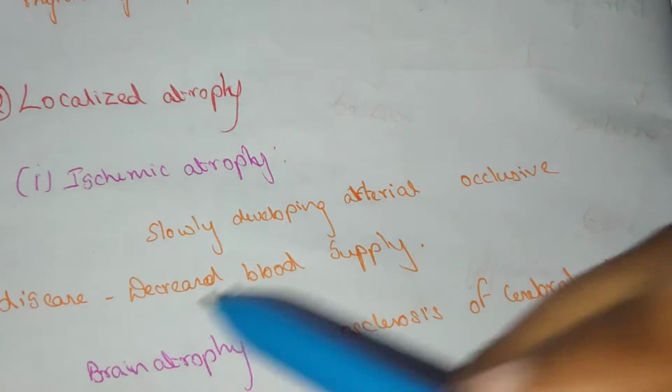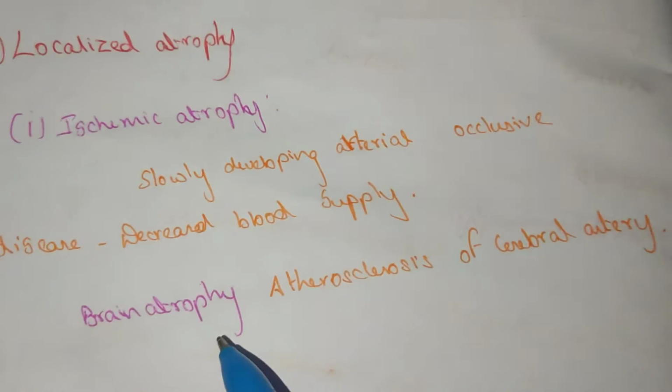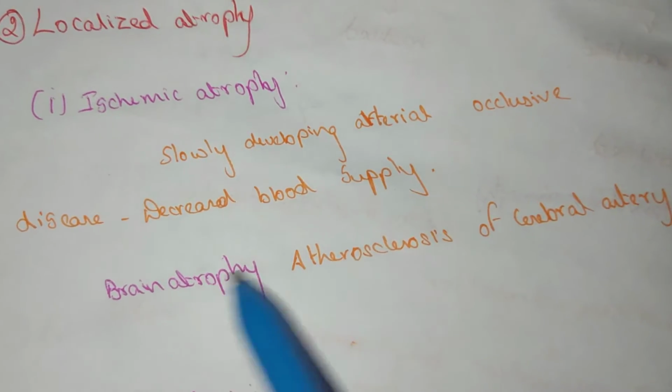slowly developing arterial occlusive disease, decrease in blood supply. Brain atrophy: atherosclerosis of the cerebral artery causes brain atrophy.